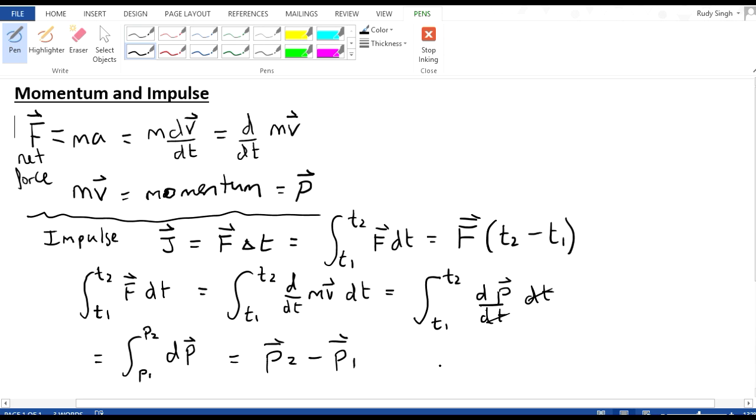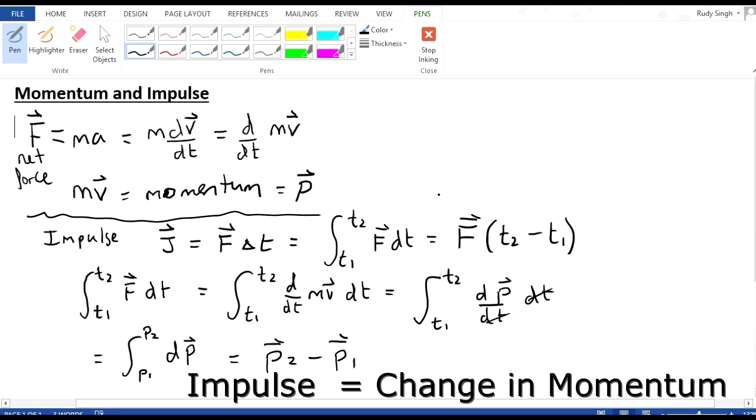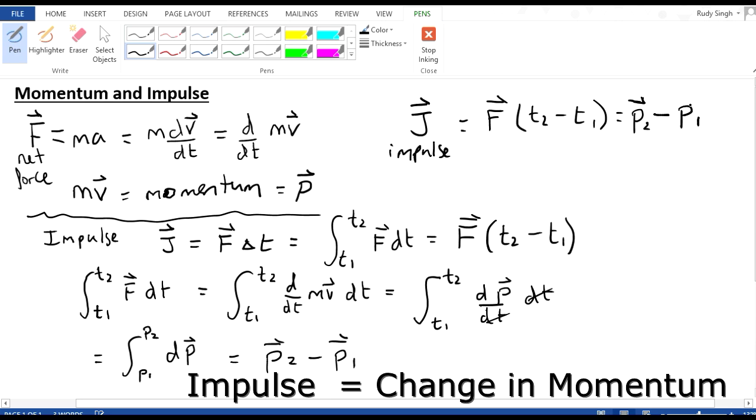So what's the long and short of this? The long and short of this says that the impulse, which we call J, is equal to the force, the net force, times the change in time, t2 minus t1, which can simply be rewritten as the net change in momentum, p2 minus p1.